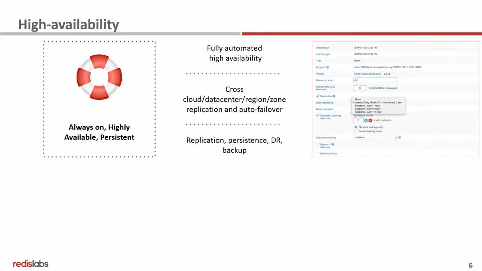Then if we talk about high availability, first of all, you get fully automated high availability. So the cluster knows to identify when there is a need to do failovers, and we'll see that in the demo as well. It supports cross-cloud data center region or zone replication and auto failover for those. And from a high availability perspective, except for replication, it also has persistence, disaster recovery, and backup features.